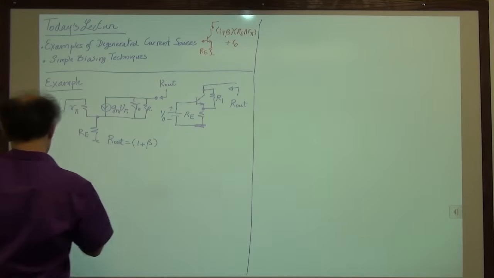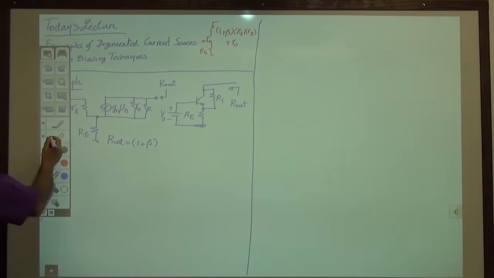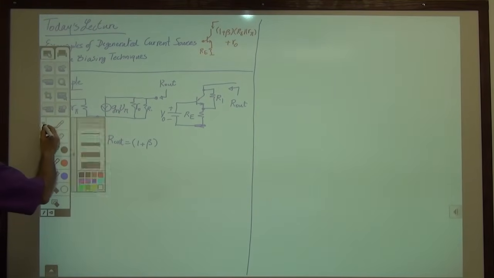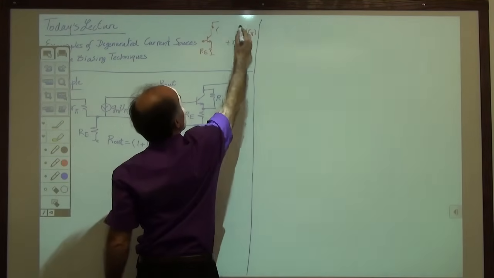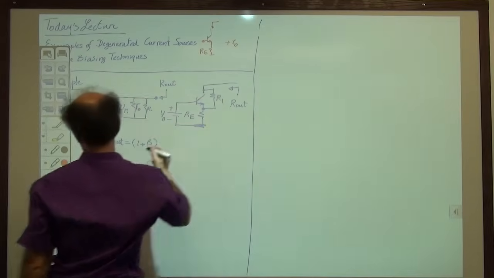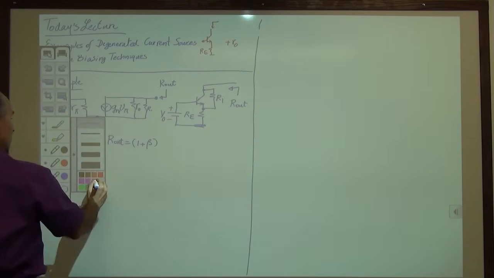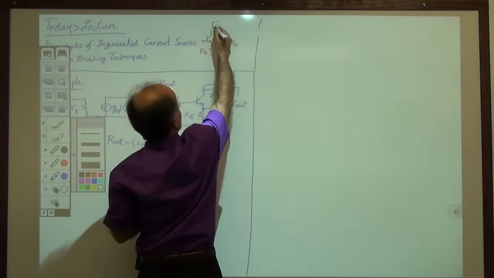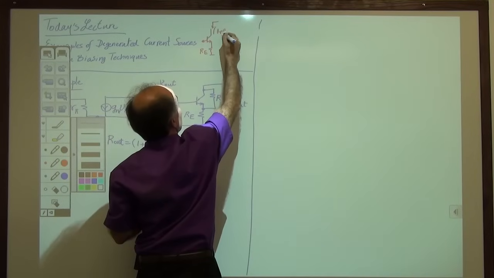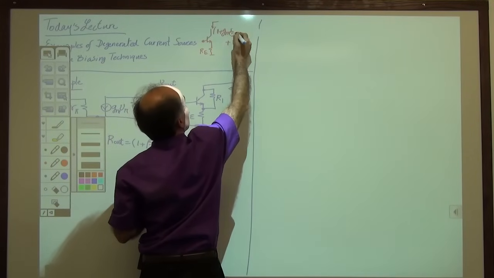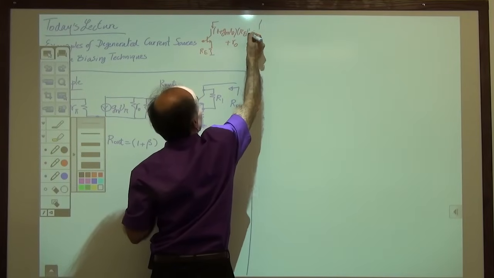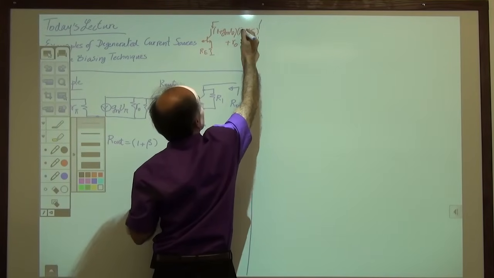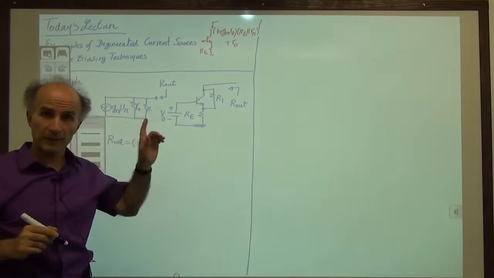Okay, I think that I made a mistake here. Let me clear that up. All right, so this equation is actually incorrect. Let me write that correct equation correctly. 1 plus GMRO and RE in parallel with R pi. Okay, I'm sorry about that mistake.